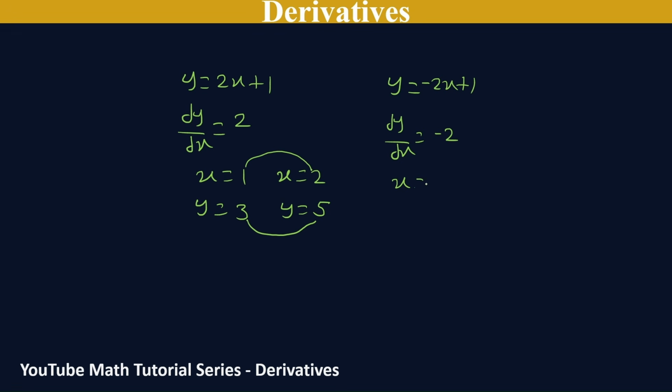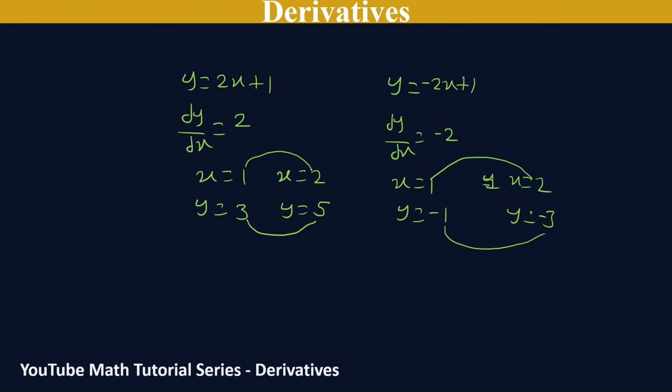If we put x as 1 in this case, then y will come as minus 2 plus 1, which is minus 1. If we put the value of x as 2 in this case, then y will come as minus 2 into 2 is minus 4 plus 1, minus 3. So small change in value of x is decreasing the value of y, as the derivative is negative, and if we are increasing the value of x, then the value of y will decrease. It is acting inversely. So this is the significance of derivative in your syllabus.